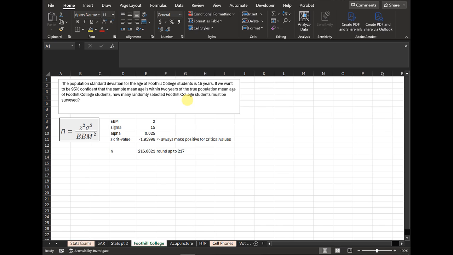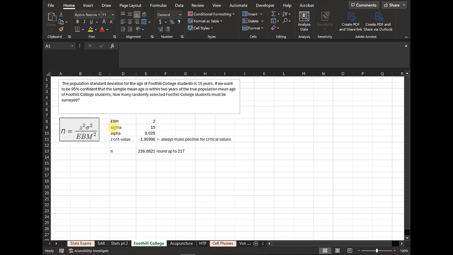Okay, so for this one is actually a slightly different formula, which I have here. So we're trying to calculate what is the sample size that we need to be 95% confident. So this is the sample size that we want. And so you're actually given quite a bit of information here.